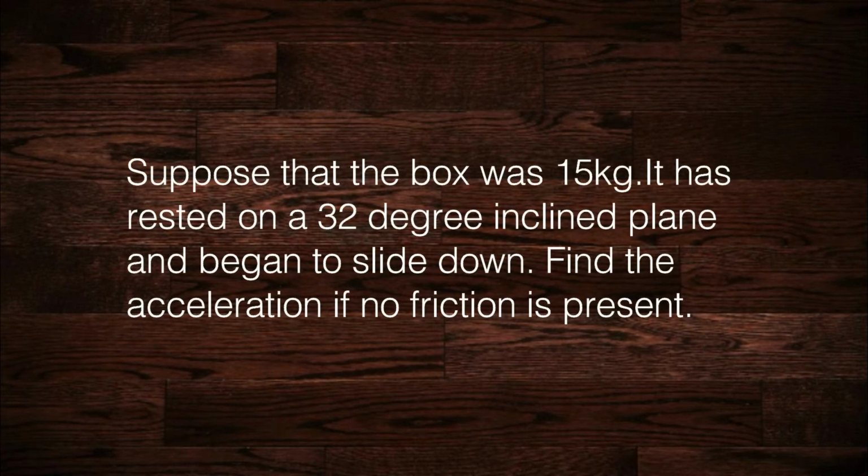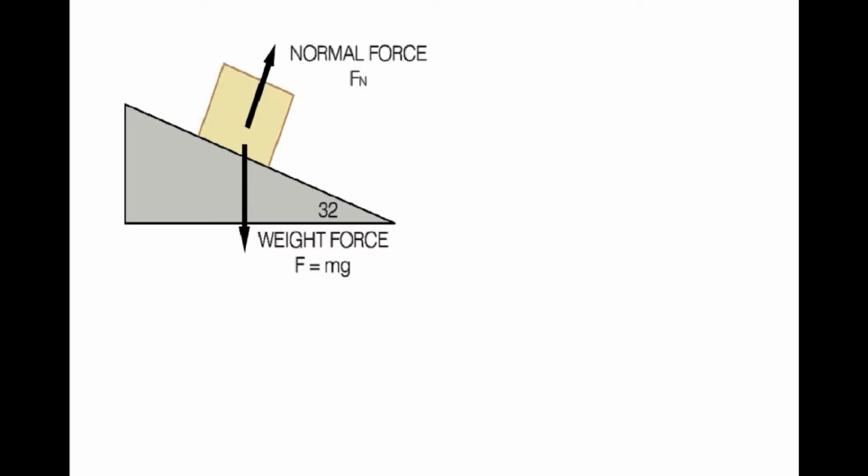Suppose that the box was 15 kilograms in mass. It has rested on a 32-degree inclined plane and began to slide down. Find the acceleration if no friction is present. Let us denote the formula of normal force as Fn equal to mg cosine theta, or normal force equal to mass times gravity times cosine theta.